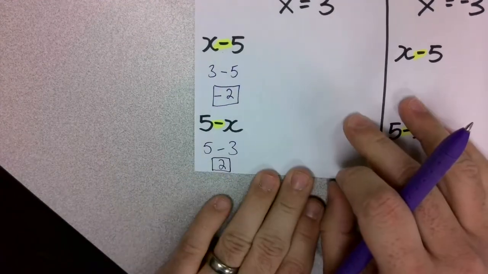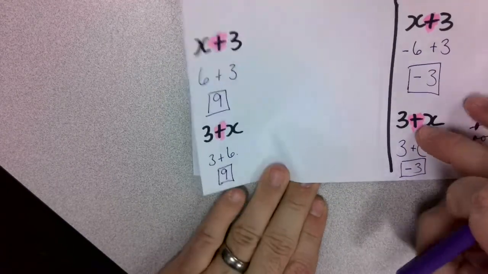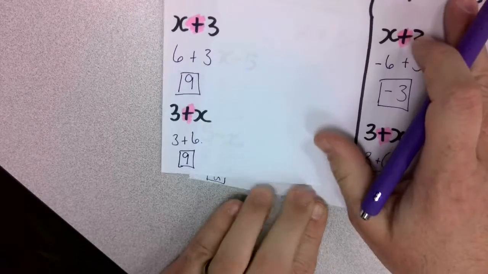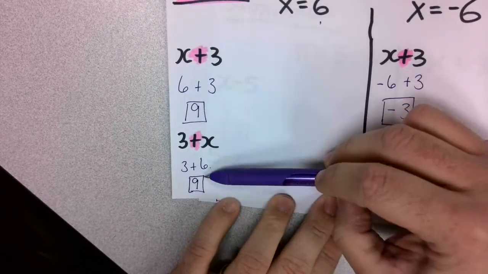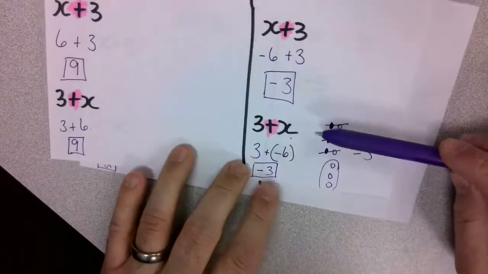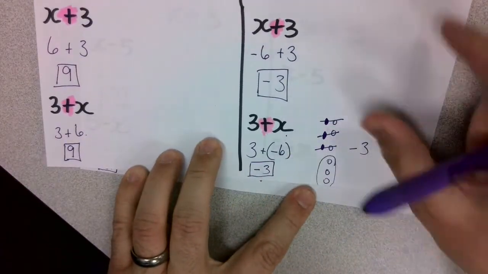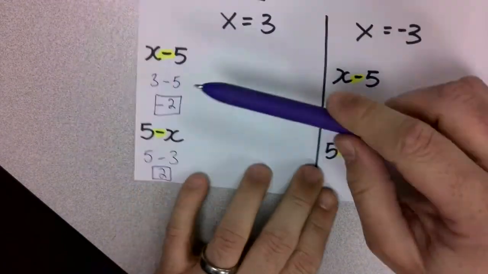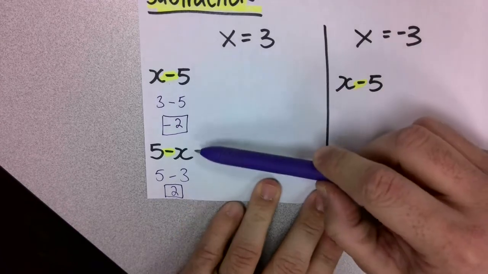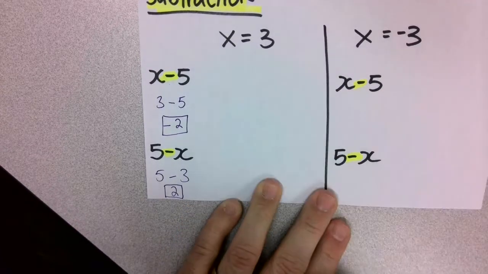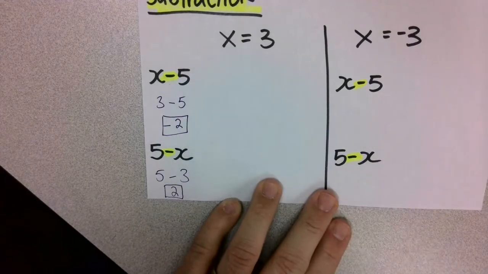If we notice, last time when we were adding, if we reversed the expression from x plus 3 to 3 plus x, we got the same number. Even over here when my value was negative, we still got the same number when we reversed it. For subtraction, if I just reverse the expression, my value changes. So it's not always the exact same number if I'm just changing my expression.